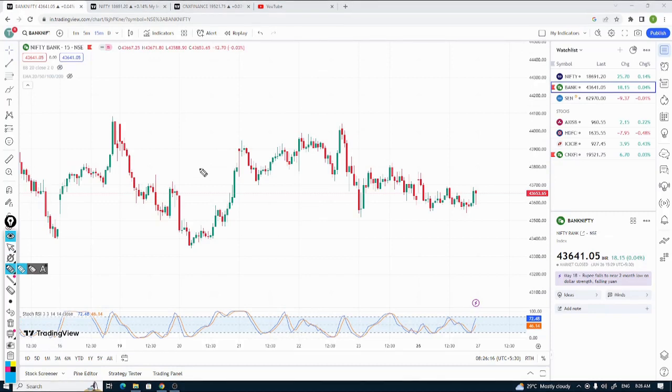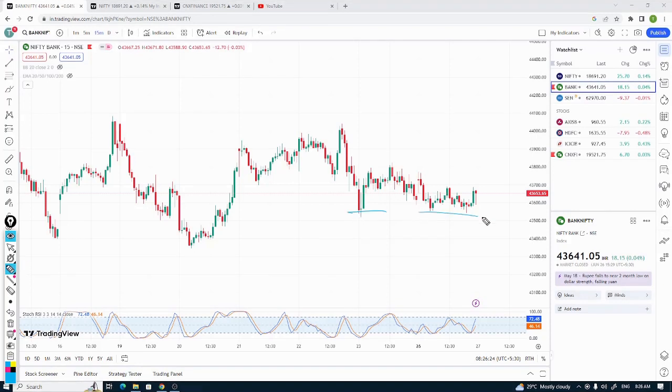Today let us analyze how exactly Bank Nifty is going to react based upon the previous levels. From past Friday as well as Monday, there is a strong support in these areas. 43,450 is a support area.